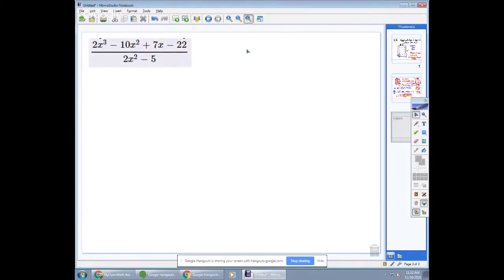All right, so long division. When you do division, you got to fill in any missing terms. So this is missing the x term. So I'm going to rewrite that as 2x squared plus 0x minus 5. Otherwise you'll have some trouble when you come down here. And the other side is 2x cubed minus 10x squared plus 7x minus 22. It's most important on this side, but I usually fill it in there too.